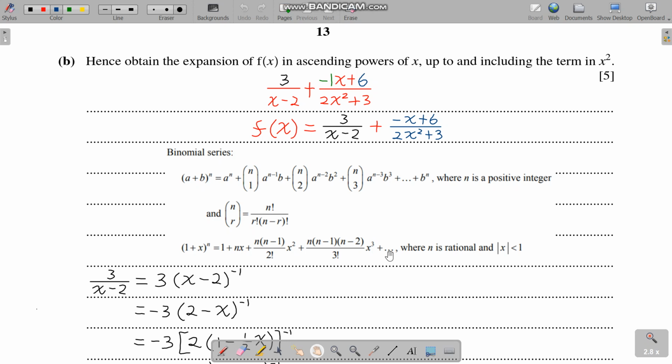This is about binomial expansion. Previously we have this for f of x: 3 over x minus 2, minus x plus 6, all over 2x squared plus 3. Notice that we use plus here to make things simpler in the end. We never use this formula in the MF19 because this is for Pure 1, because the n we are dealing with is not a positive integer. Usually it's negative or a fraction.